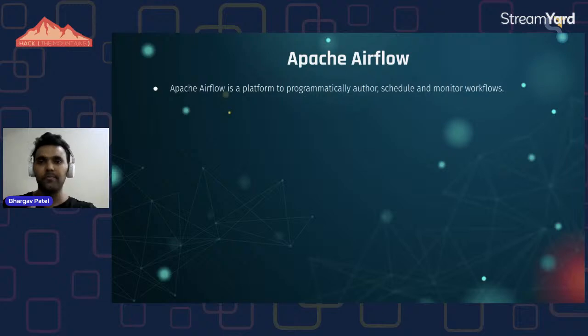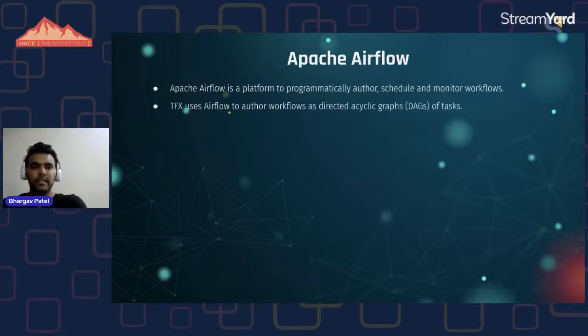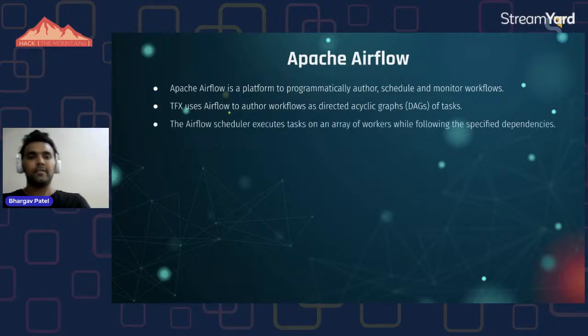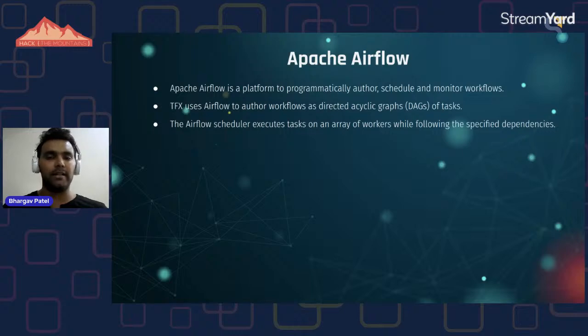It schedules them, it monitors them, it authors them. It means, let's say there is an event and you have set a logic that if this event occurs, please start the training process. So it will start the training process and activate those components. And TFX uses Airflow to author workflows as a directed acyclic graph. We'll see in some time how it looks, but those who have done computer science or any field of engineering know what directed acyclic graphs are, right? And the Airflow scheduler executes tasks on an array of workers while following the specific dependencies.